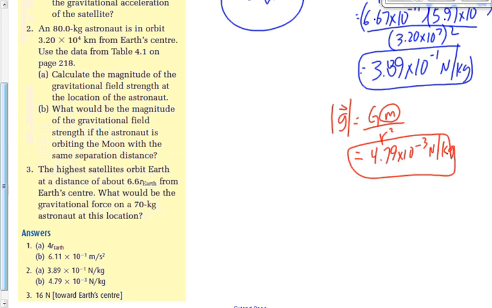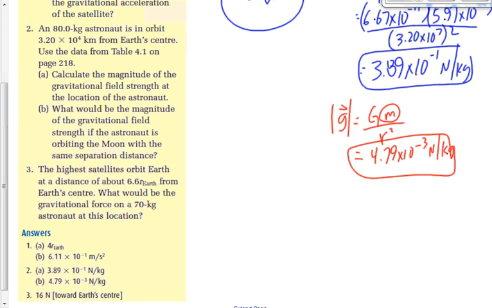Okay, finally, number 3. The highest satellites orbit Earth. A satellite is something that orbits around something else, and that's our next topic, actually, that we'll take a look at on Tuesday. We'll finish it on Tuesday. We'll spend a little bit of time for review on Wednesday before our test.